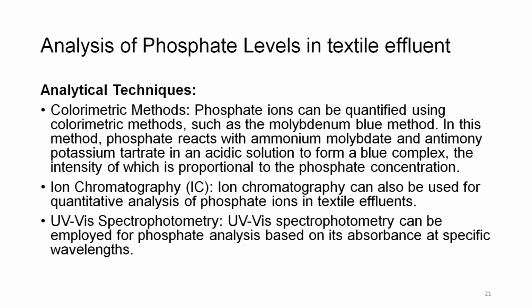Ion chromatography. Ion chromatography can also be used for quantitative analysis of phosphate ion in textile effluent. UV visible spectrophotometry. UV visible spectrophotometry can be employed for phosphate analysis based on its absorbance at a specific wavelength.